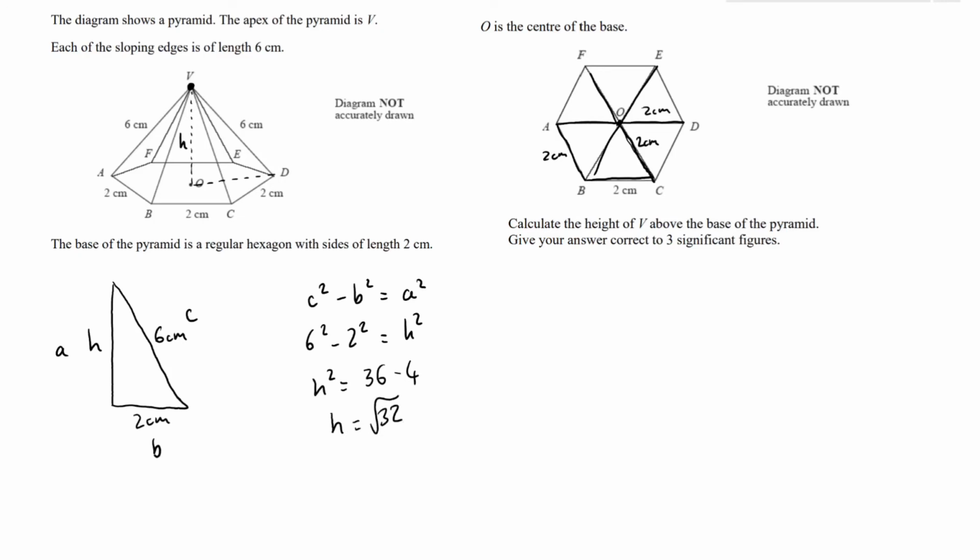Now it wants this to 3 significant figures, so we just have to grab a calculator and put in the square root of 32, and we get an answer to 3 significant figures that H is therefore equal to 5.66 centimeters. And this is our answer. So hopefully now all of this three-dimensional Pythagoras is a little bit easier. Hopefully it all makes sense, and thank you for watching.